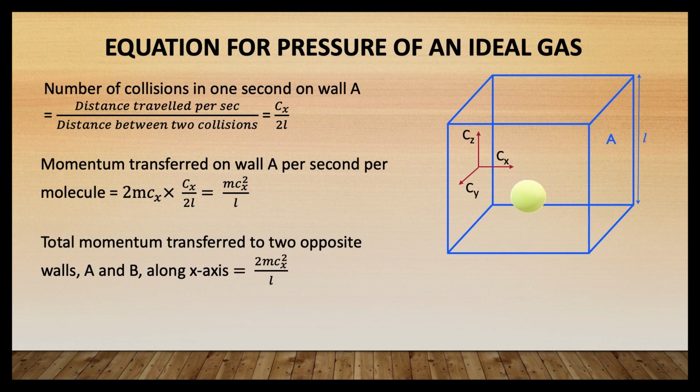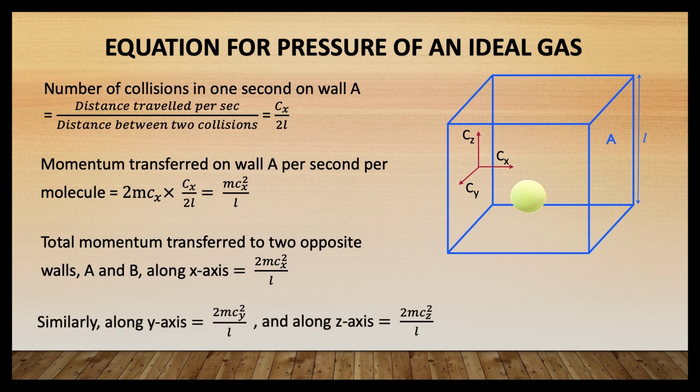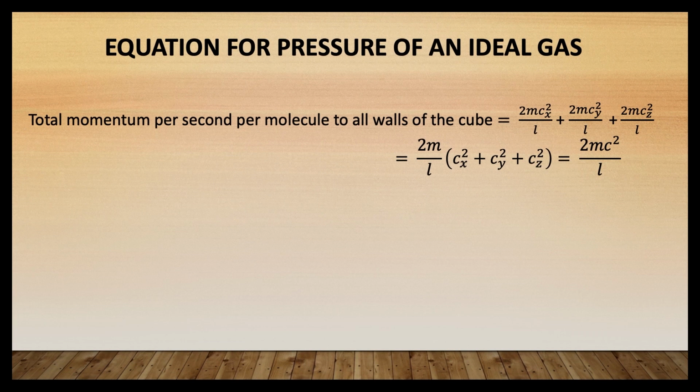The total momentum thus transferred to two opposite walls A and B along the x axis will be 2mcx square divided by L. Similarly, along the y axis it will be 2mcy square divided by L, and along the z axis 2mcz square divided by L. So, the total momentum per second per molecule to all the walls of the cube will be 2mcx square divided by L plus 2mcy square divided by L plus 2mcz square divided by L, which is equal to 2m divided by L into Cx square plus Cy square plus Cz square, which can be written as 2mc square divided by L.